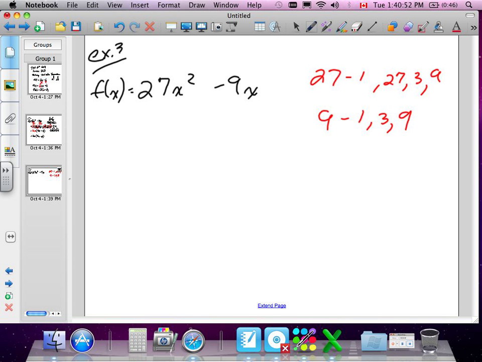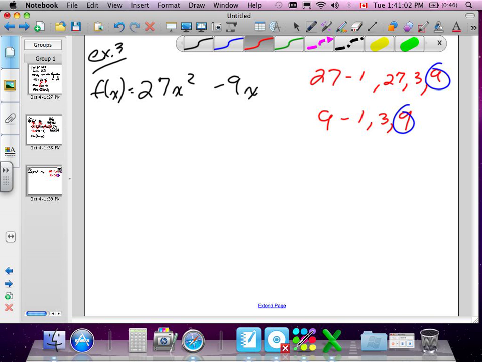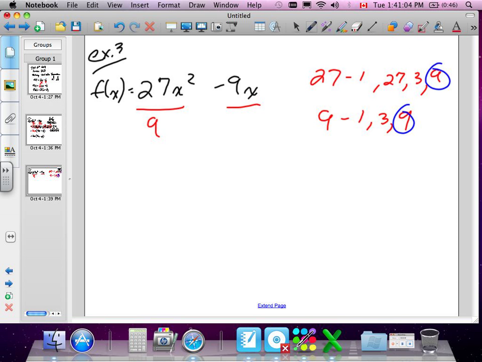Okay? I'm going to look for the greatest common factor after I've written all my factors out. So I look through them. 9 occurs in both. So I know I'm going to be dividing both of these terms by at least the number 9. The next thing I look for are the factors of x squared and x. Well, factors of x are just x, and factors of x squared are just x times x.